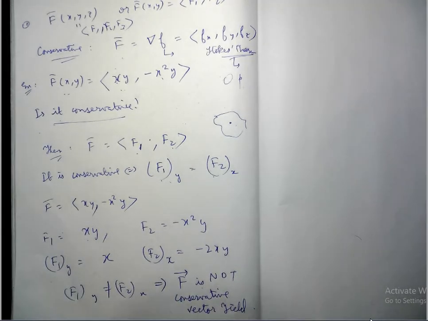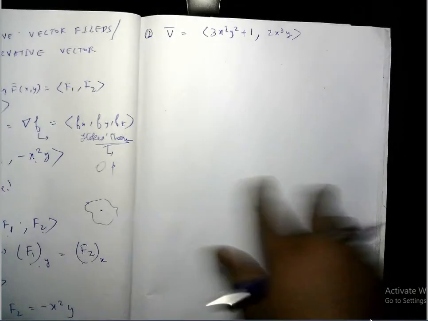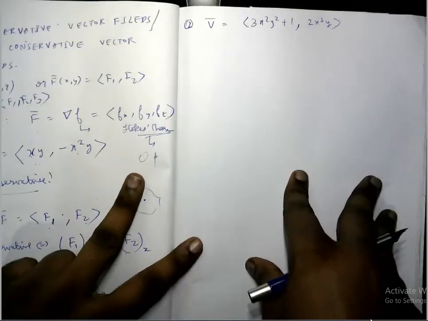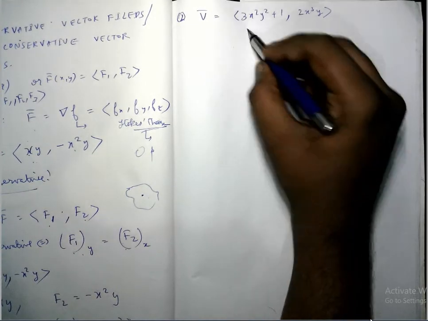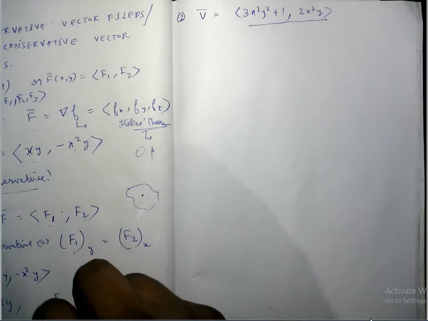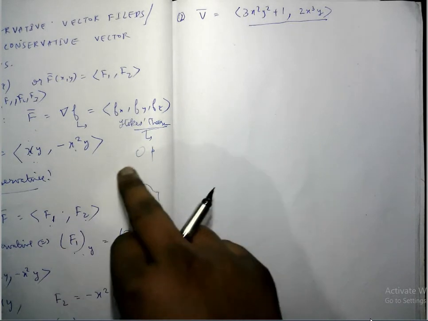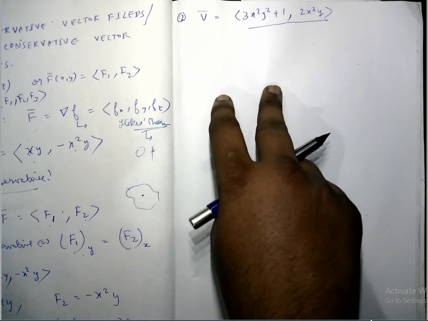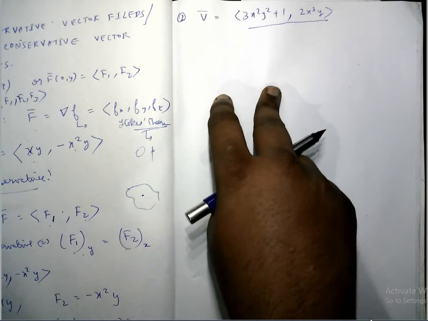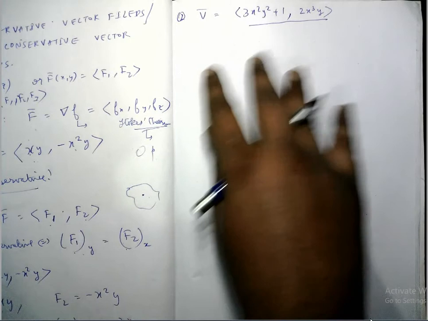And so there is the second example. Let's say that we are given the following vector field, which is (3x²y² + 1, 2x³y). This is the case when we are dealing with two-dimensional functions. Later I'll show you how to determine whether a vector field is conservative or not in case of three-dimensional functions. So for now we'll deal with the two-dimensional case.